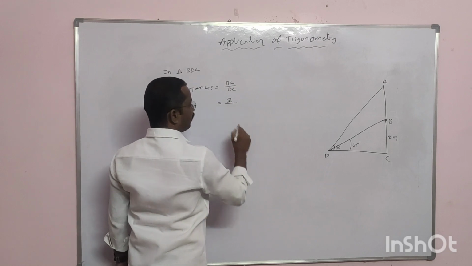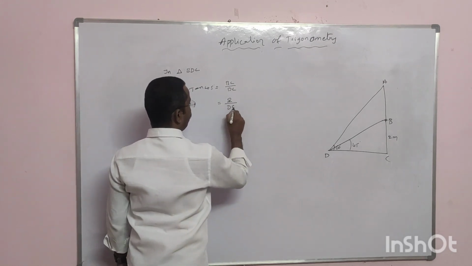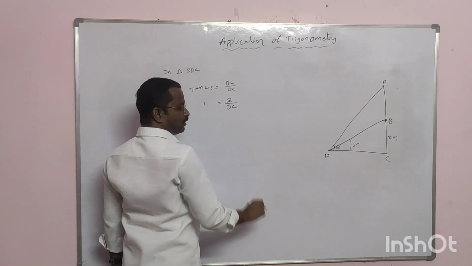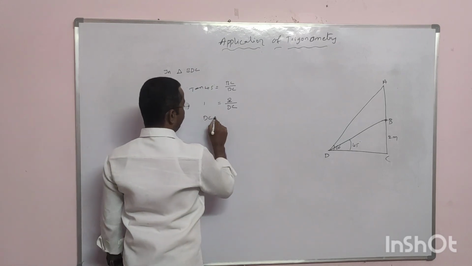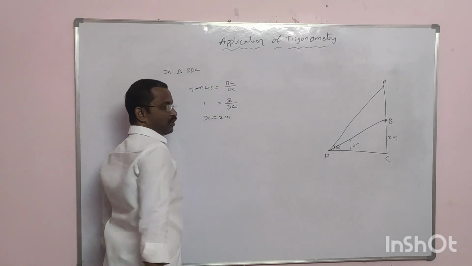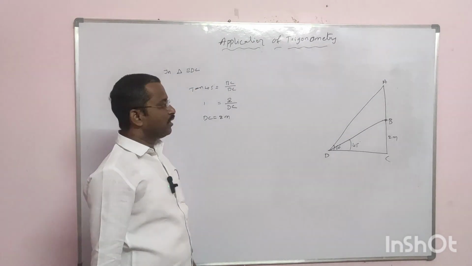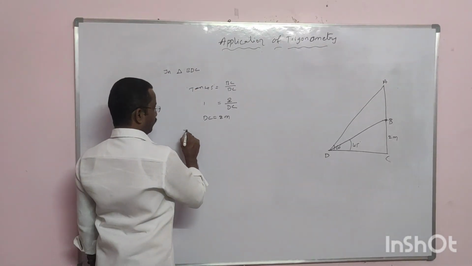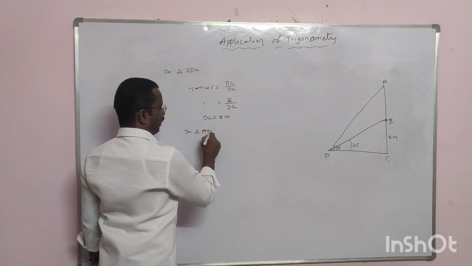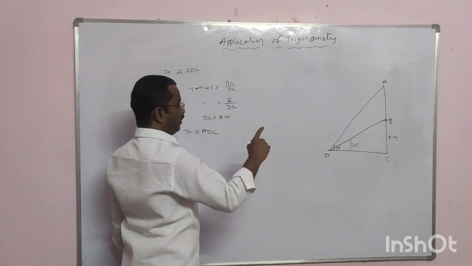What is your BC value, Nana? 2. DC value do not know. Tan 45 value how much? 1. Then అప్పుడు DC is equal to ఎంత వస్తుంది? 2 meters వస్తుంది. Okay, one triangle is done. Take the other triangle. In triangle ADC, ADC.